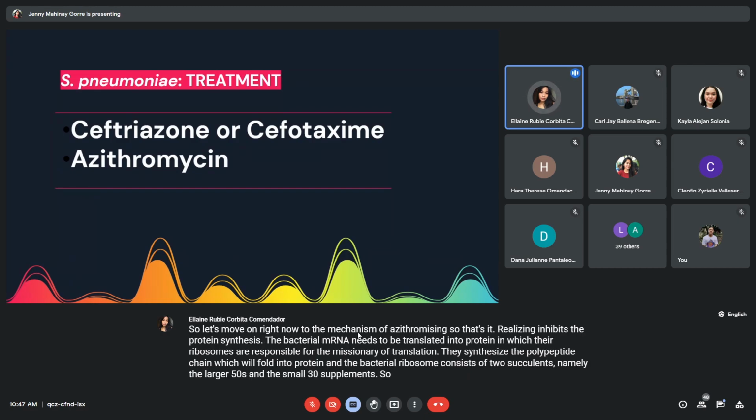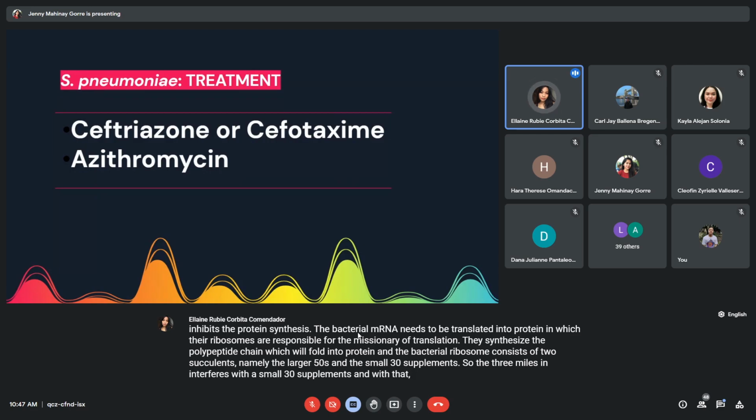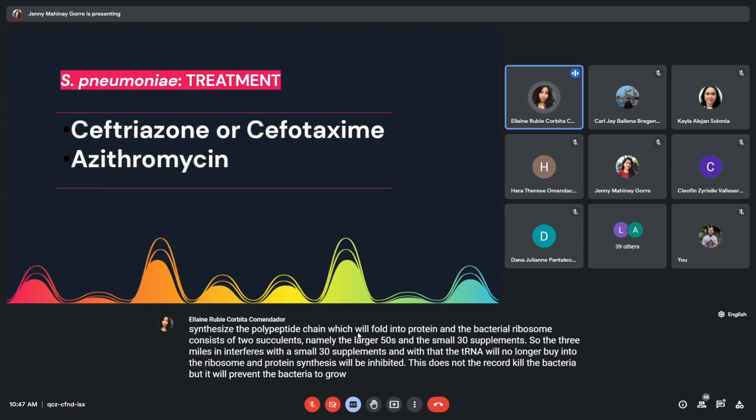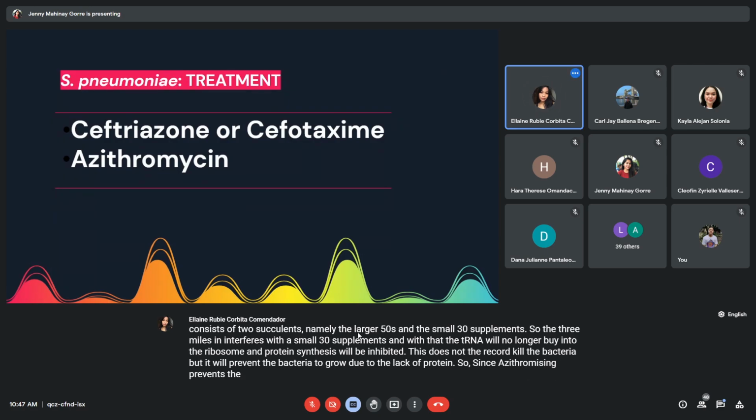So the azithromycin interferes with the small 30S subunit, and with that, the tRNA will no longer bind to the ribosome and protein synthesis will be inhibited. This does not directly kill the bacteria, but it will prevent the bacteria from growing due to the lack of protein. So, since azithromycin prevents the bacteria from growing due to the lack of protein, this is what we call bacteriostatic.